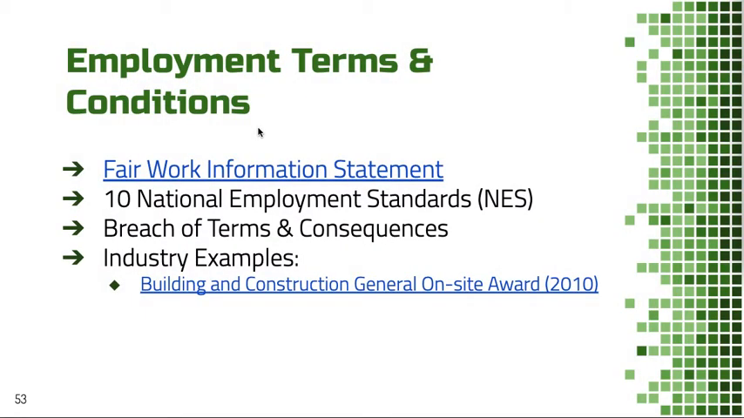Now, when we talk about the terms and conditions of employment, we talk about the Fair Work Information Statement. This is 10 rules or 10 employment standards that the Fair Work Commission have outlined for all workers in Australia. It contains your right to annual leave, your right to sick leave, your right to a safe place to work, all included here in the National Employment Standards. And if you just click on this link, you'll see that it opens up a little PowerPoint for you. Bear with me just a minute while I open it up.